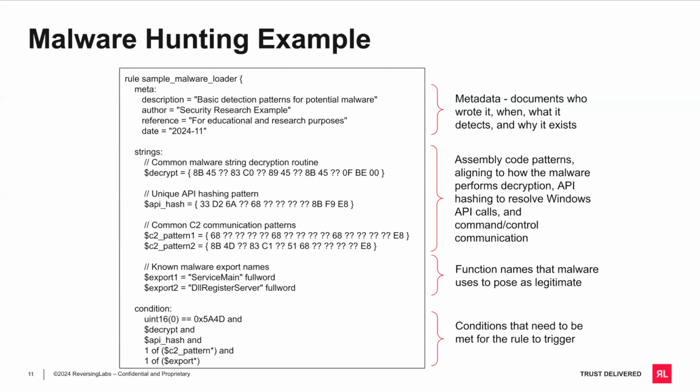The metadata is realistically just for who wrote it, when, why are we detecting it, what are the purposes around it. A lot of times, organizations will also use this section for specific metadata related to their own products. So, for example, ReversingLabs uses this section to note down some specific ReversingLabs metadata that helps us organize, that helps us figure out how that data is being used and where we can apply it inside of the organization.